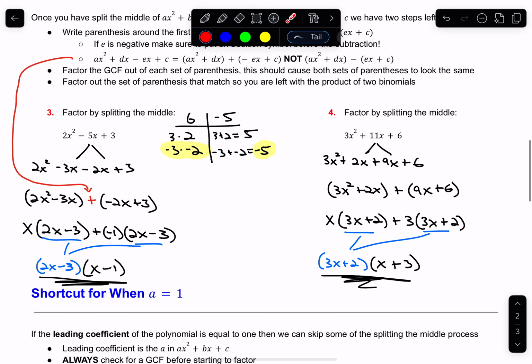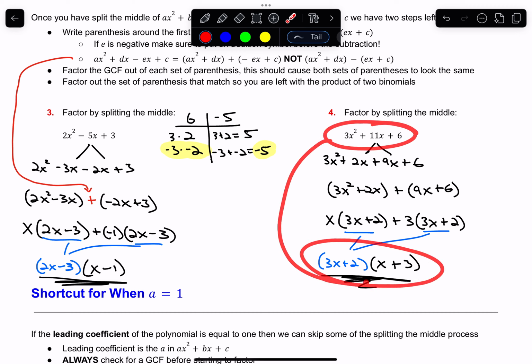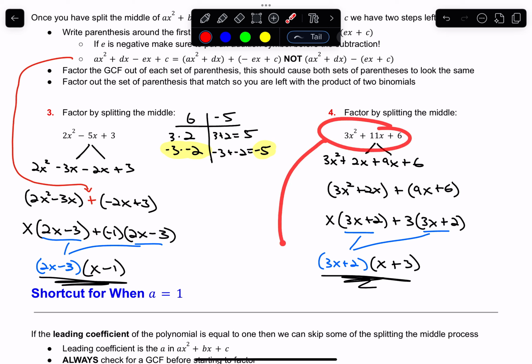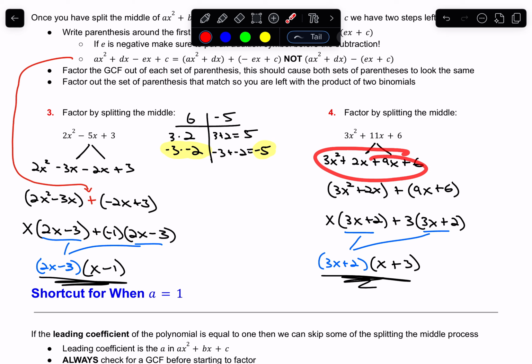If I give you a problem similar to number 4 here, don't just try to go directly from this problem to the answer, because although you might get there quickly sometimes, I promise I can give you numbers that are annoying enough that you're not going to be able to just see what the answer should be right away. So don't do guess and check. Learn how to split the middle and go through all of these steps.